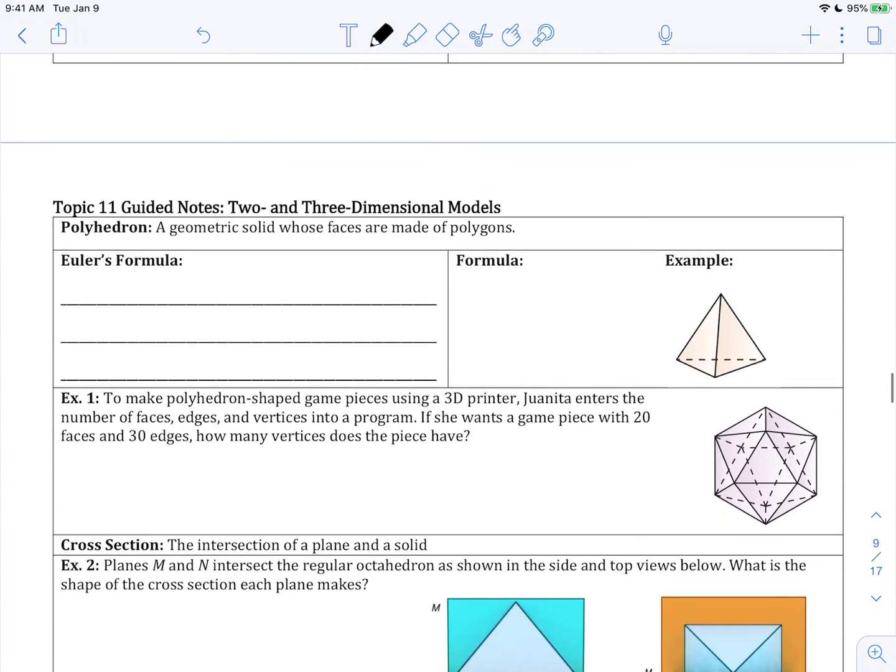Okay, and then the other term we have is polyhedron. A polyhedron is a geometric solid whose faces are made of polygons. So this, right, a polyhedron. So if it doesn't classify as a prism, a pyramid, something like that, we have to call it a polyhedron. And so this is an example of a polyhedron, right? It doesn't go into any of those other categories. So you would name it by its number of faces, right? And a prism and a pyramid, those are also polyhedrons, but you can be more specific with naming.